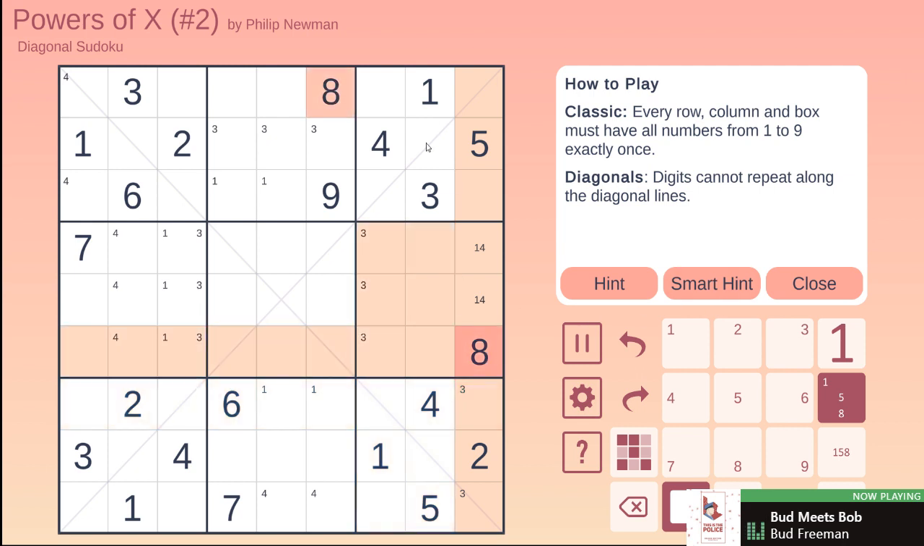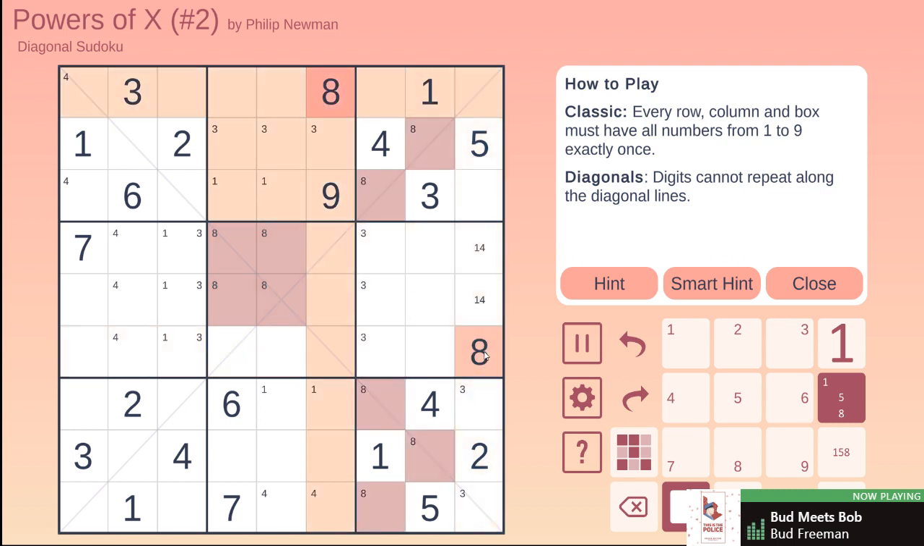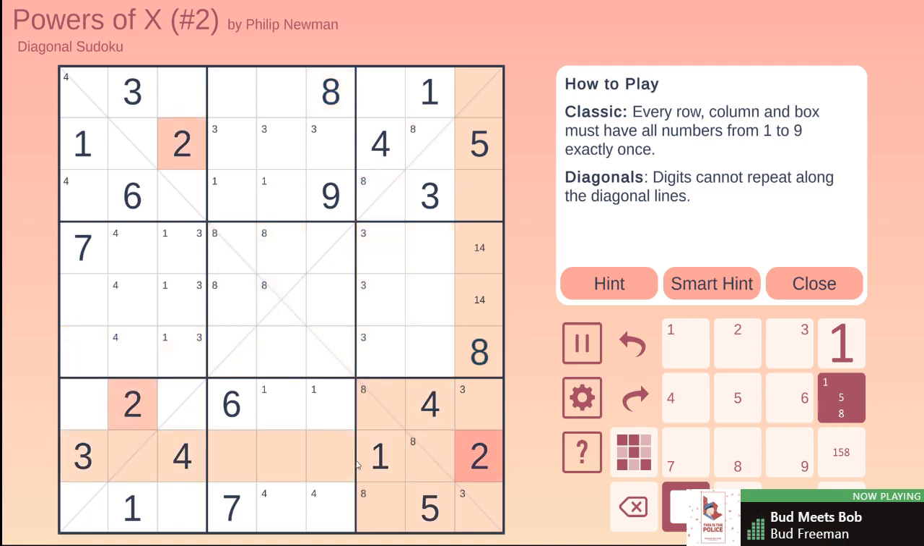There's 2 8s. 8 in this box has to be in one of these 2 slots. 8's not really restricted anywhere else. I guess it's a little restricted here. Yeah. Oh, and actually in the middle, it has to be in one of these slots. Yeah, that's not bad. Okay. 2 has to be in one of these 2. So this is a 2-4 pair, which restricts things a little more, which is good.